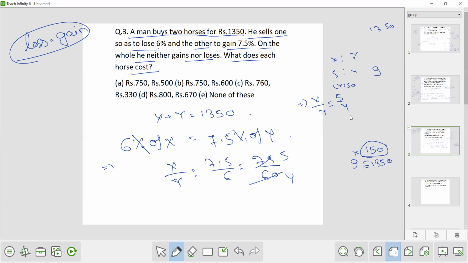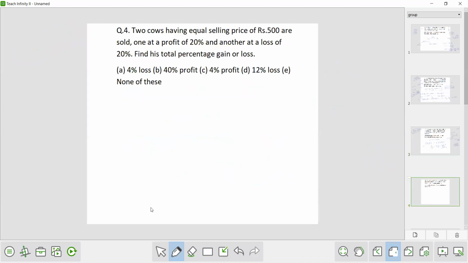So 5 into 150, that is 750. 4 into 150, that is 600. So the cost price of both the horse is how much? So 750 and 600. That is option B is the correct answer. Okay. Now let us jump to the next question.